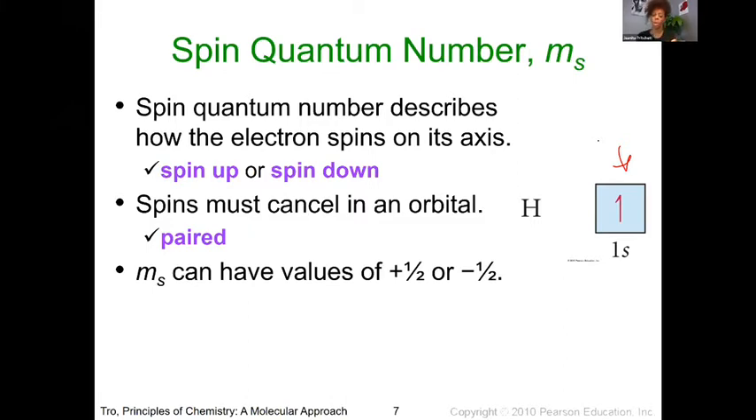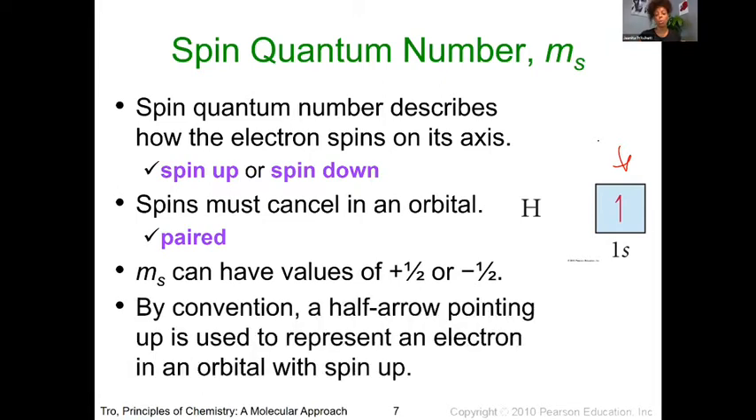You have your N quantum number, which tells you the energy level, how far away from the nucleus it's found. Your L quantum number, which tells us the shape of the atom, or the shape of the orbital. The ML value, which tells you the orientation, which specific orbital are we dealing with. And then now the MS value is telling us what orientation is that electron spinning. Is it spinning up or is it spinning down?